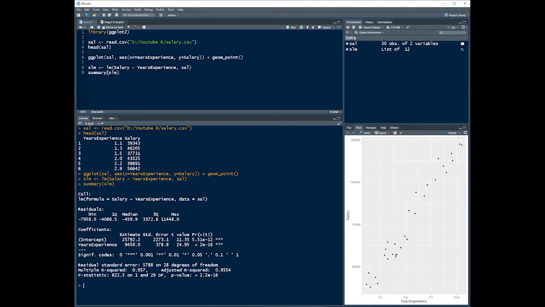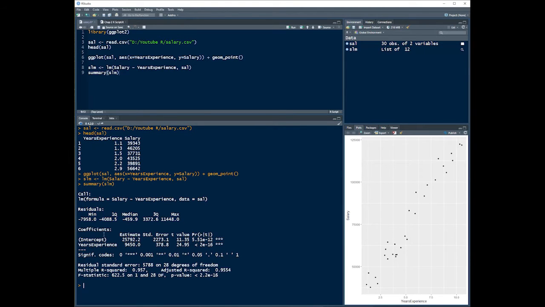The minimum value is this value, that means we have a minimum error which is negative, and we also have the maximum error which is this one, on the positive side. We also have Q1, Q2, that is the median, and Q3 here. Those are written as 1Q, the first quartile, the median, which is the second quartile, and 3Q, which is the third quartile. So the residuals statistics are given here.